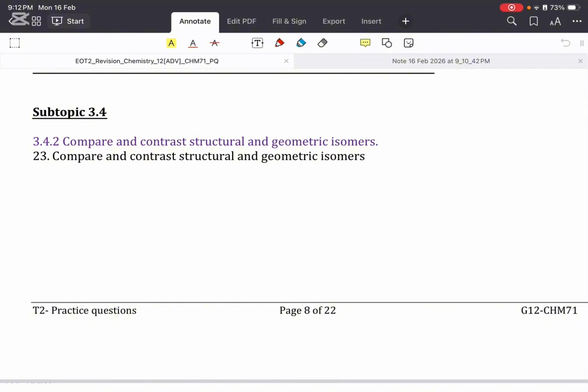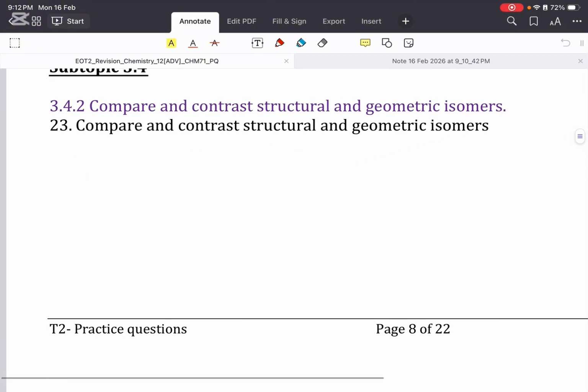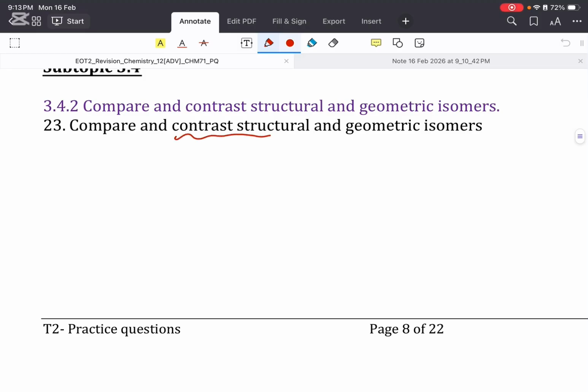Moving on to subtopic 3.4. In this topic, we discuss the isomers. Isomers are compounds having the same molecular formula, but they're not the same. Their arrangement, their structure, or their name, their properties are different. But the only common thing between them is their molecular formula is the same. So, the first question here is asking to compare between structural and geometric isomers. So, it means we have 2 types of isomers.